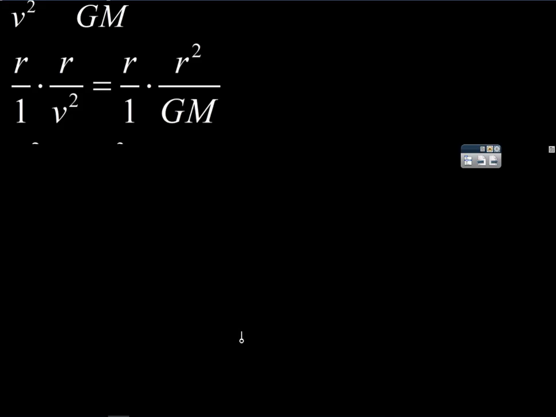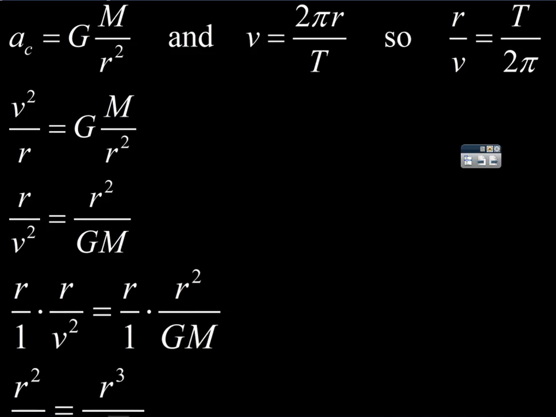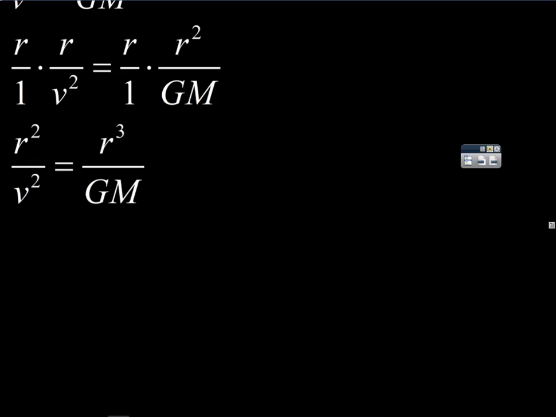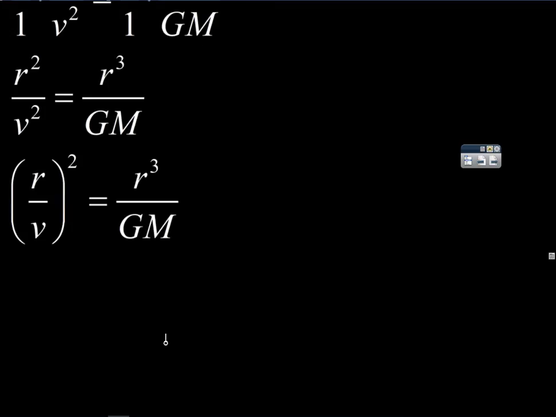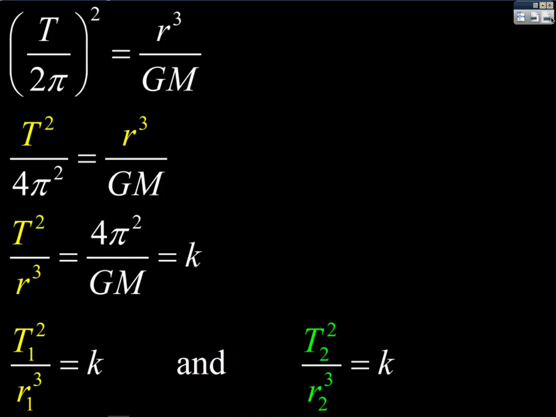Okay, but remember, r over v we already determined is T over 2 pi. So we can make that substitution, right? We could write r squared over v squared as the quantity r over v, squared. Everybody agree? Just property of exponents. And then r over v becomes T over 2 pi, right?